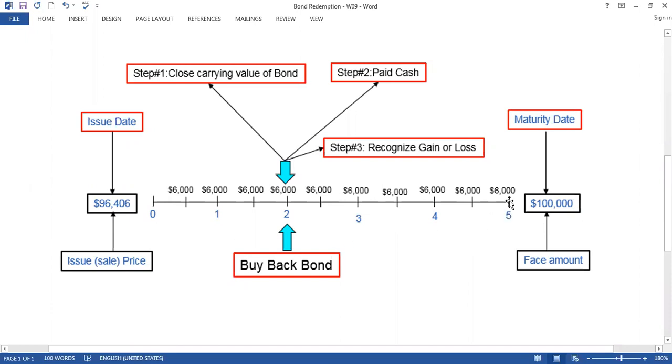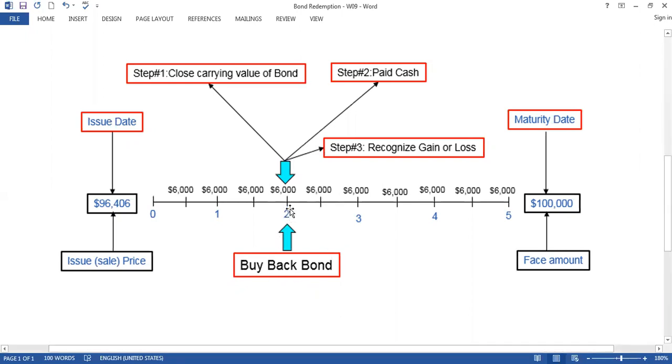Now, the maturity date is up to 5 years, but after 2 years, the company decided to buy back the bond. And I already explained what the benefit is if you buy back the bond, right? What is the main benefit? The main benefit is that you no longer need to continue your liability, and no need to pay interest expense anymore.